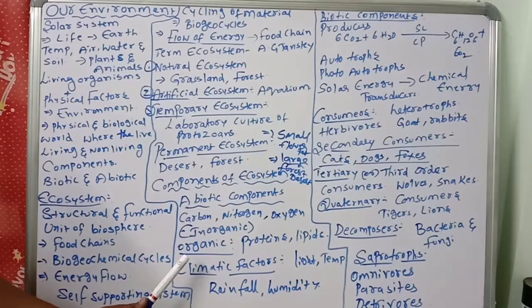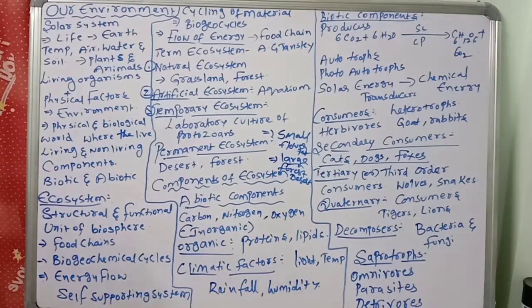Next, climatic factors: light, temperature, humidity, rainfall. These are all abiotic components, which depend on biotic components, and biotic components depend on these abiotic factors. Next, biotic components. Till now we discussed abiotic components: inorganic, organic, and climatic. Now come to biotic factors.